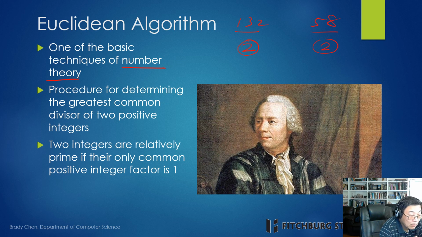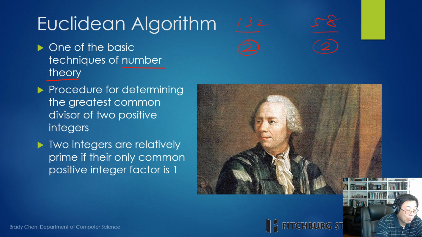Okay, now in order to find the greatest common divisor, that means it's a common divisor, it divides both numbers, but it's the greatest one, the largest one. Now typically, you need to find all the divisors for 132, and all the divisors for 58. And then we just compare the lists of divisors for both numbers, and we find the largest one. This requires a lot of work. Now the Euclidean algorithm allows us to quickly determine the greatest common divisor of two positive integers.